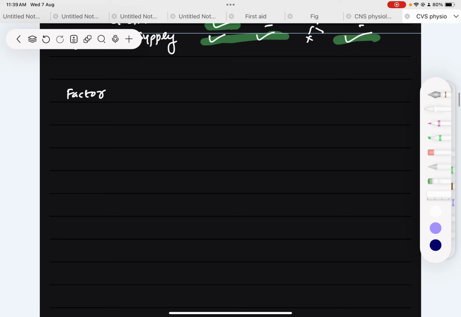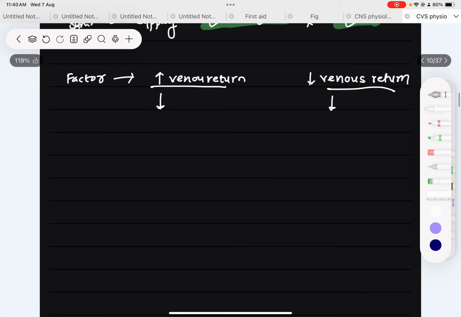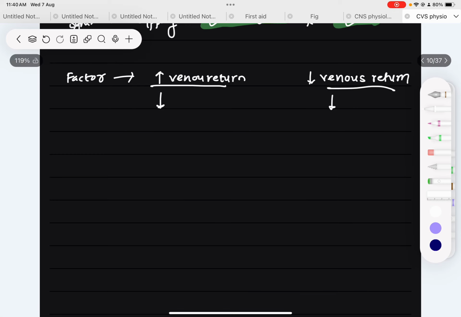So factors increasing venous return and decreasing venous return. If volume increases in the body, then obviously venous return is going to increase. If volume decreases, then venous return is going to decrease. So first let's see the changes related to the volume part.